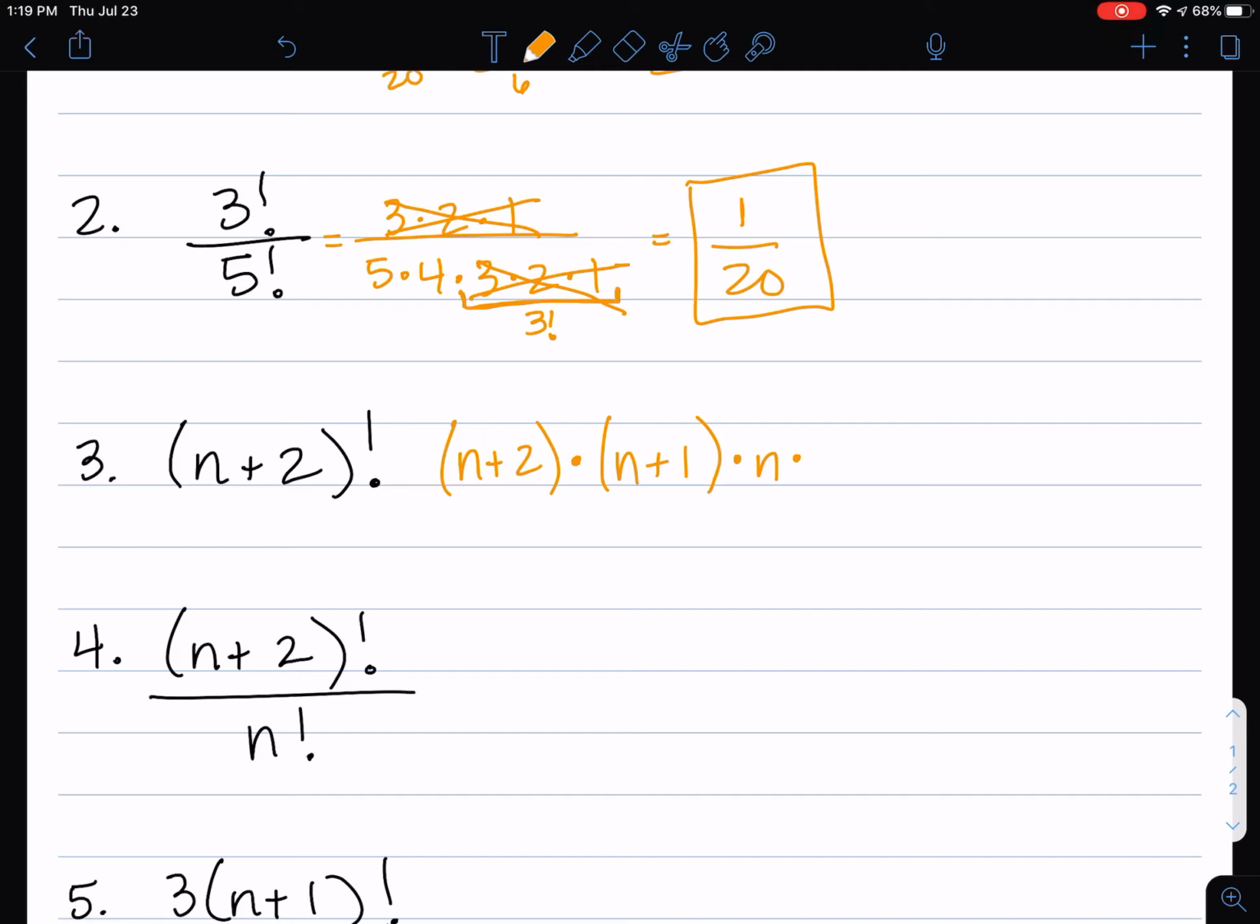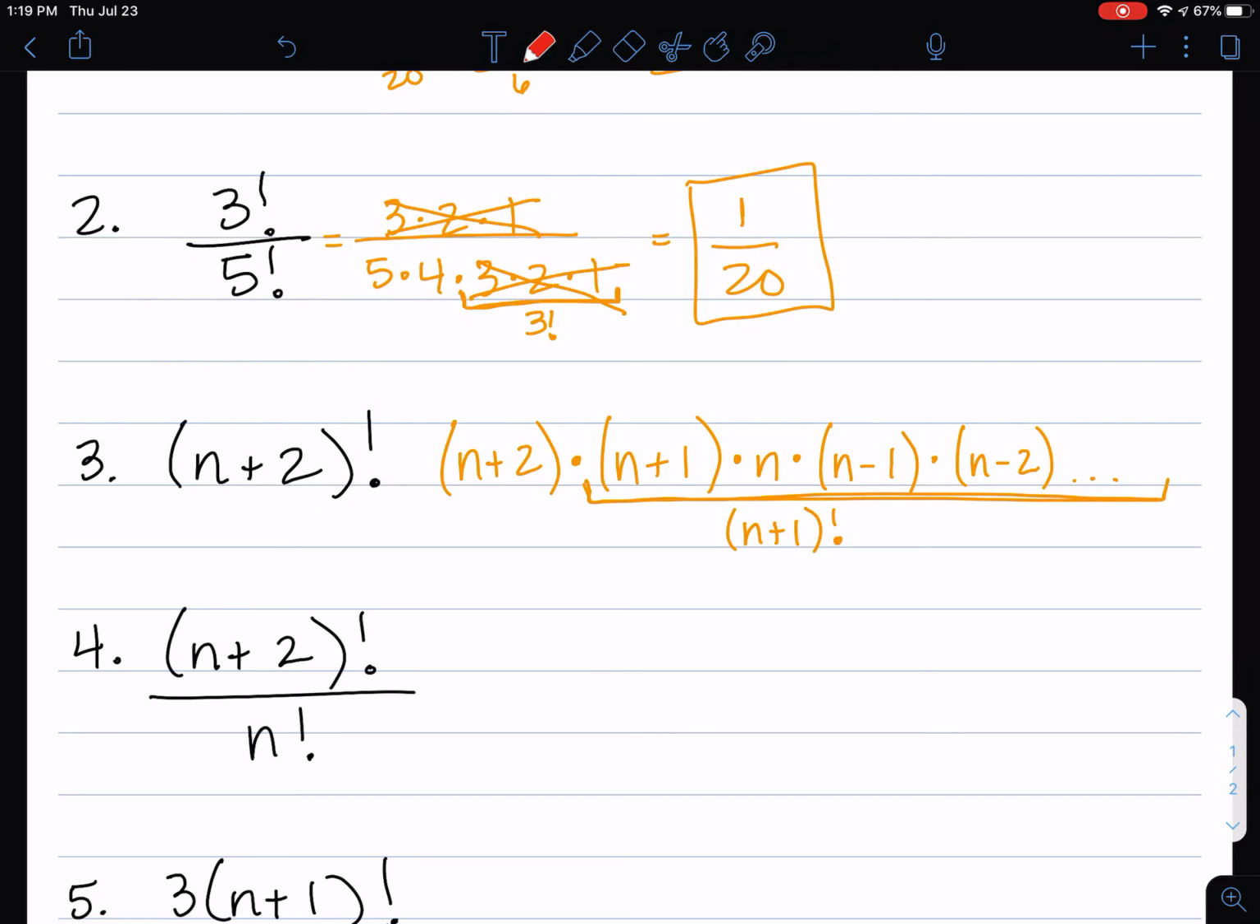And now we stopped at 1, but I don't know what n is here. N could be 20. So if n was 20, then I'd have to do 19 next, which would be 1 less. And so on. Now this is technically never going to end, so I'm going to put 3 dots there. Okay, it's going to keep going. Now, if I wanted to, right here, if I started at n plus 1 and kept going down, that's technically n plus 1 factorial.